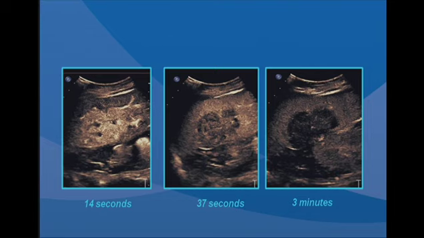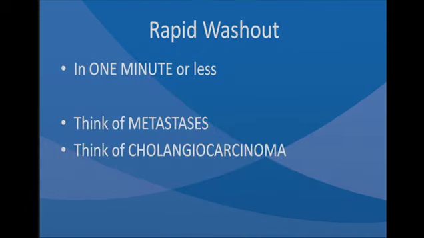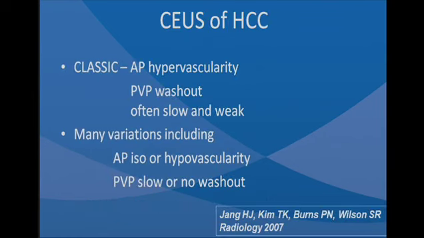So we know that our differential diagnosis includes metastasis or cholangiocarcinoma. This is not hepatocellular carcinoma, and it's not a benign tumor. So this is a biopsy-proven cholangiocarcinoma. So this rapid washout in 1 minute or less, what should we think of? We should think of metastatic disease, and we should think of cholangiocarcinoma. Although it may rarely be hepatocellular carcinoma, this kind of rapid washout is much less likely for this diagnosis.